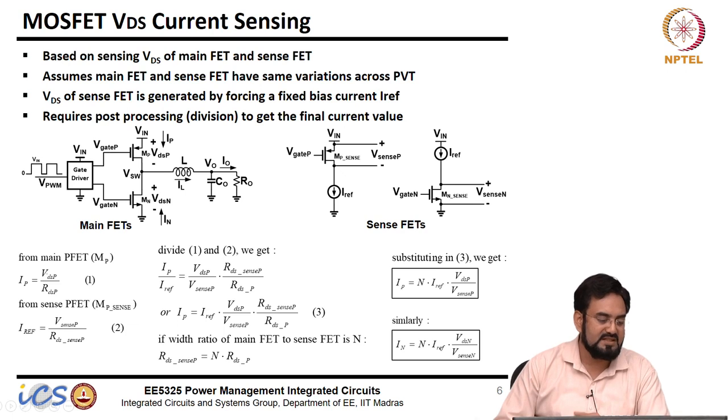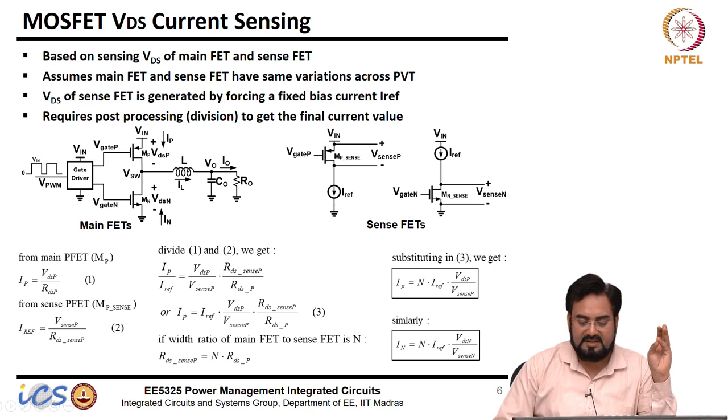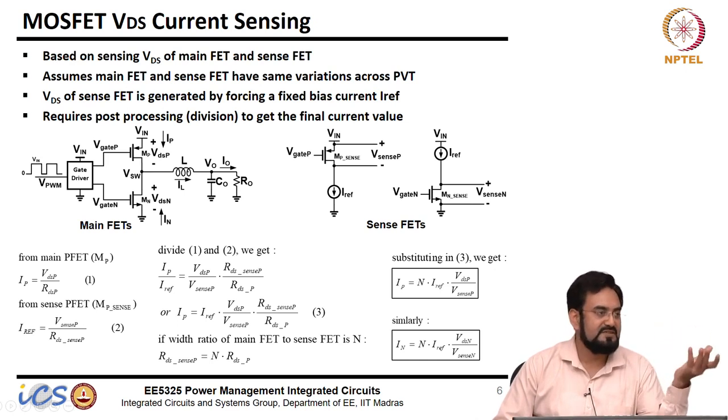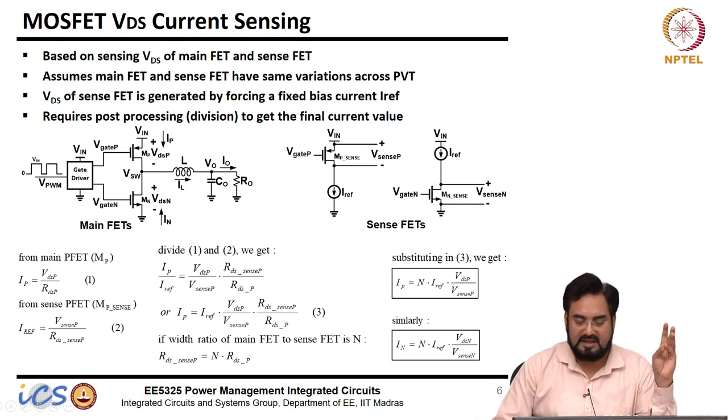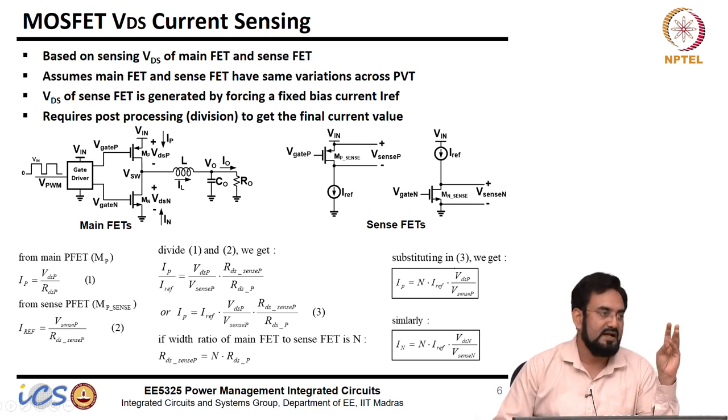So your IP is nothing but VDSP over RDS, and IREF is V sense over RDS of this sense. And the ratio is this. RDS on of this sense is n times of RDSP. You substitute here, and that's what you get. So what information do you need? You need IREF, which is already known because it's a fixed current you are feeding here, and you need these two voltages, and you need to take the ratio of the two.